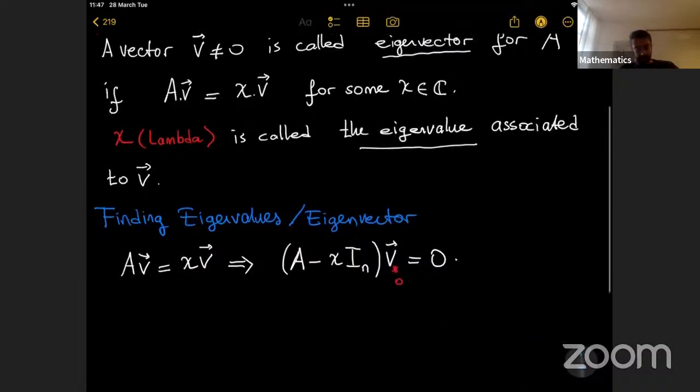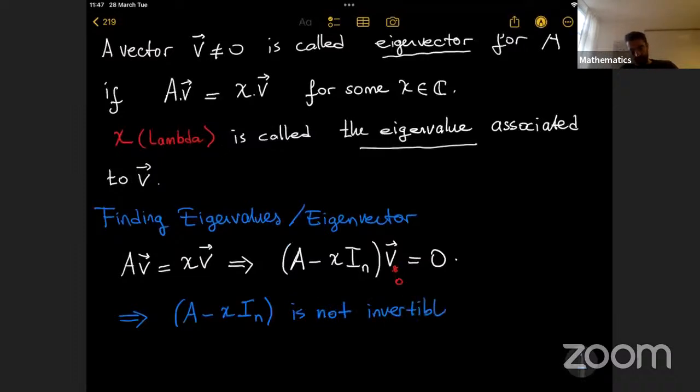But this implies what? This implies A minus lambda I is not invertible. Right? Because if it has an inverse, then V must be zero, because multiply the left-hand side with the inverse, then you will be left with V, and the right-hand side is zero times something, zero. So if there is an inverse of A minus lambda I, then V must be zero, but V is non-zero. We assume this, right? Is this clear?